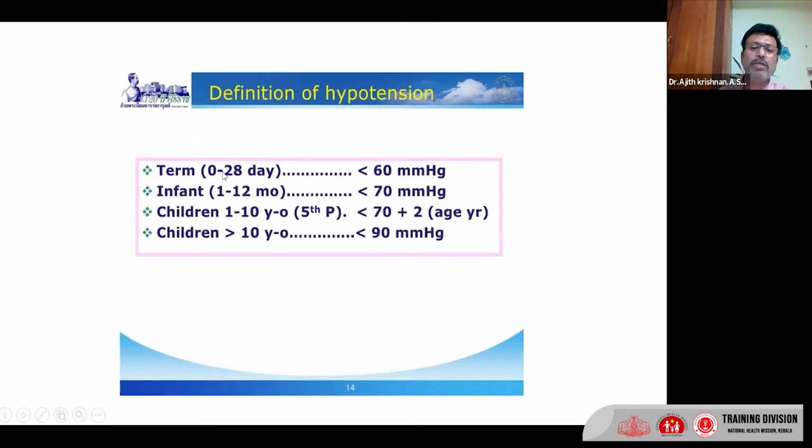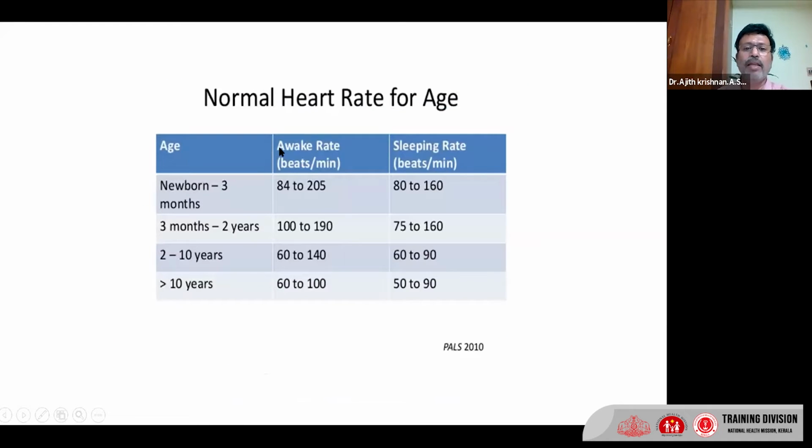You should know the values for hypotension. A baby less than 1 month, less than 60 systolic BP is hypotension. Infant 1 to 12 months, less than 70 is hypotension. Children 1 to 10 years, 70 plus 2 into age; if it is less than that, that is the 5th percentile, and less than that is hypotension. And any child more than 10 years, less than 90 systolic BP is hypotension. And normal heart rate is given in the table, the awake rate and the sleeping rate.